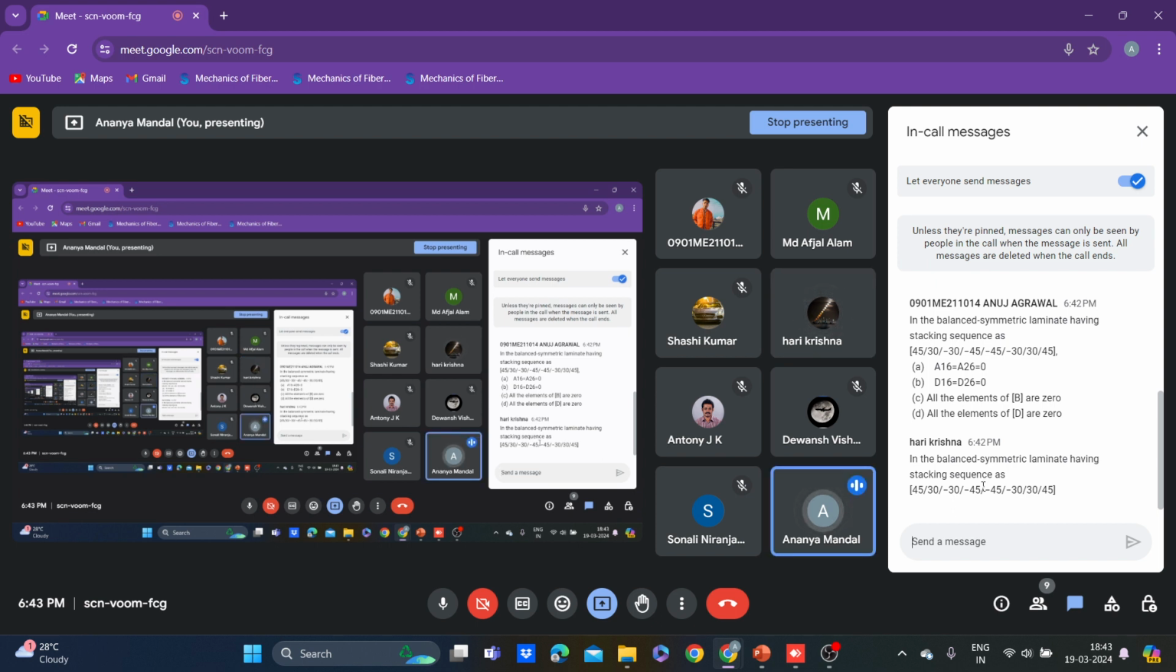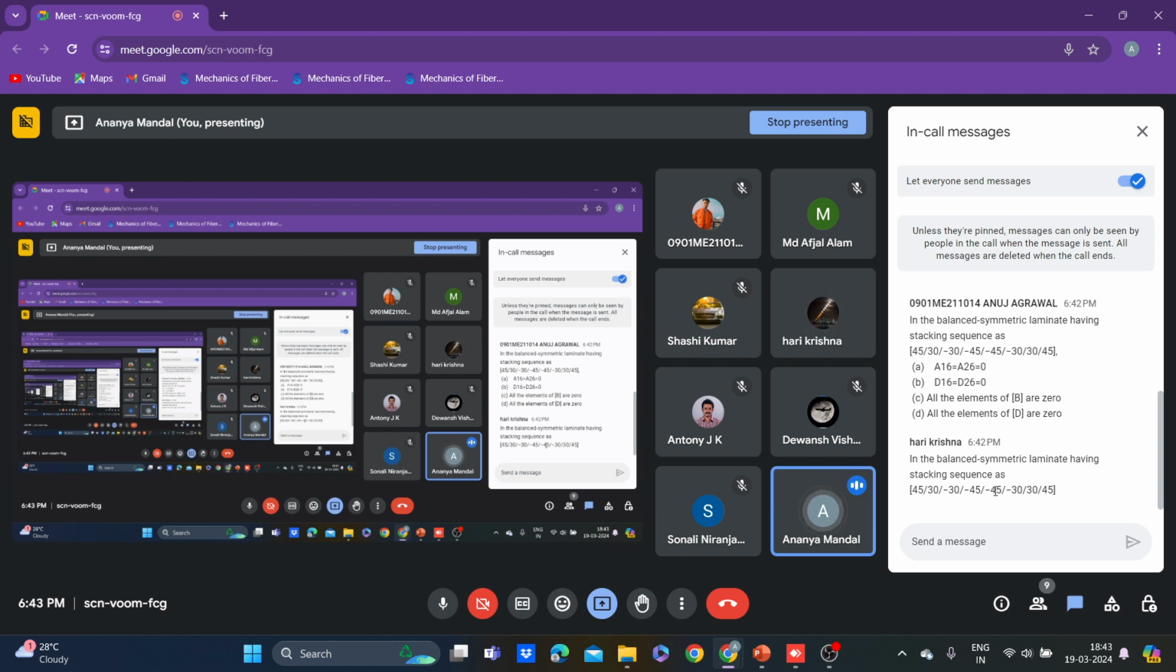No, D16, D26 will not be equal to 0. B matrix will be equal to 0 because it is symmetric. But D16 and D26 will not be equal to 0. Because if you take the midpoint between minus 45 and minus 45, from the midplane where there is a minus 45, there is minus 45. But if D16, D26 is to be equal to 0, then there should be a positive 45. Similarly, for minus 30, on the opposite side there should be a plus 30, but here it is minus 30.